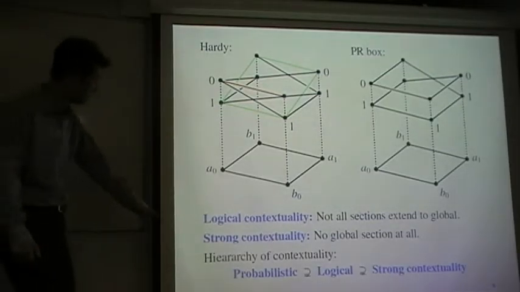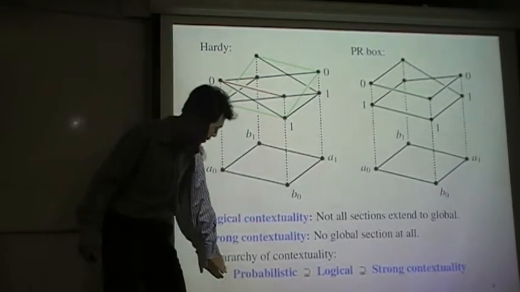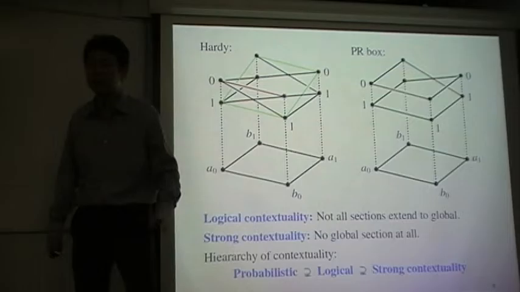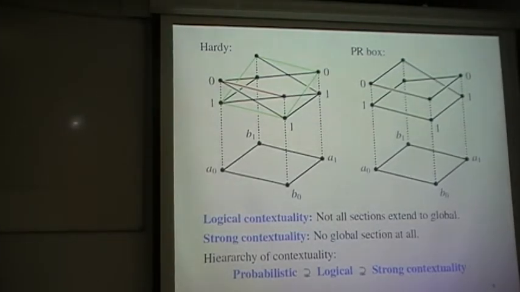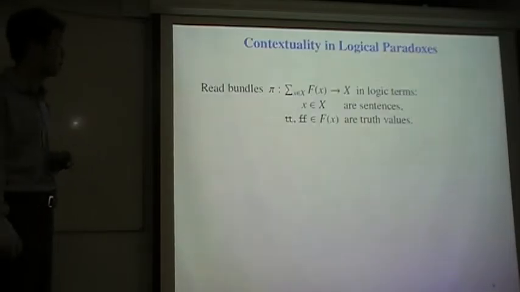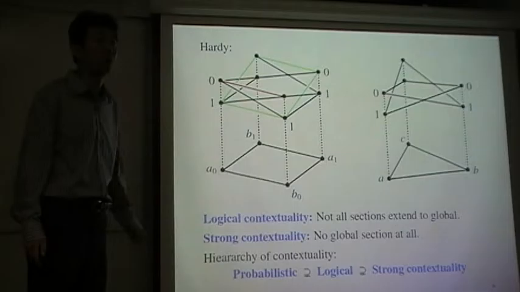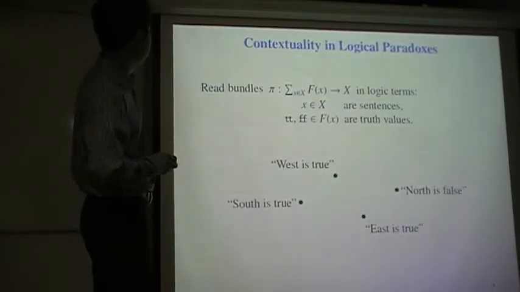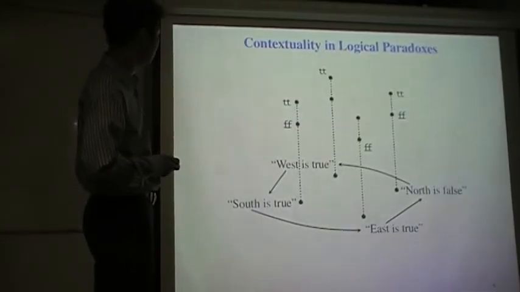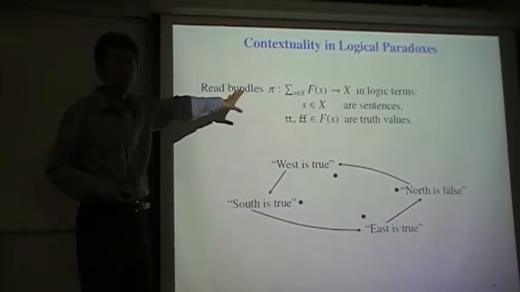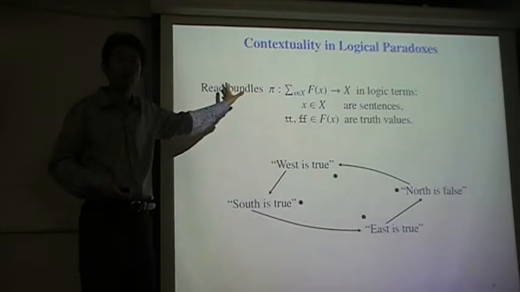And then this gives a sort of a hierarchy of contextuality. Probabilistic is the weakest, logical is the middle, and strong contextuality to the right. PR box is not quantum realizable, but actually if you look at the quantum mechanics, you can find many cases of strong contextuality. I'm going to skip contextuality in logical paradoxes because the point is that the model is general enough. So the measurement outcome is not the only way you can read it.